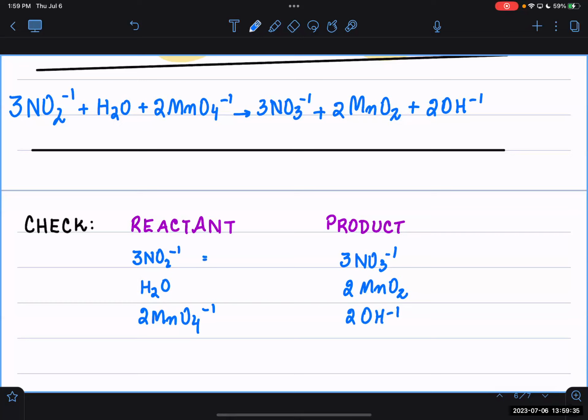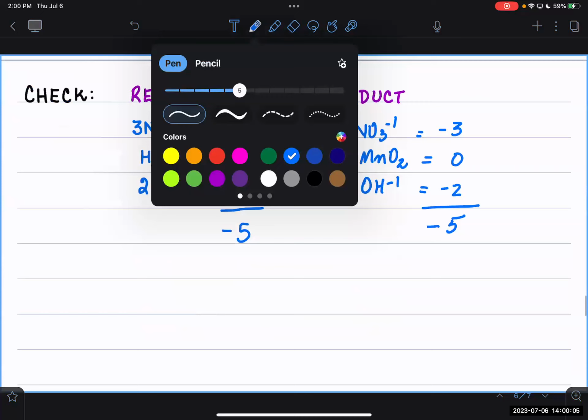Okay, so let's look at this. 3 times minus 1 is minus 3. Water, 1 times 0, this is 0. And then 2 times minus 1 is minus 2. So this gives you what? Minus 5, right? Product: this is 3 times minus 1 is minus 3, this is 2 times 0 is 0, and then this is 2 times minus 1 is minus 2. So this side also is minus 5. Okay, so this is correct.